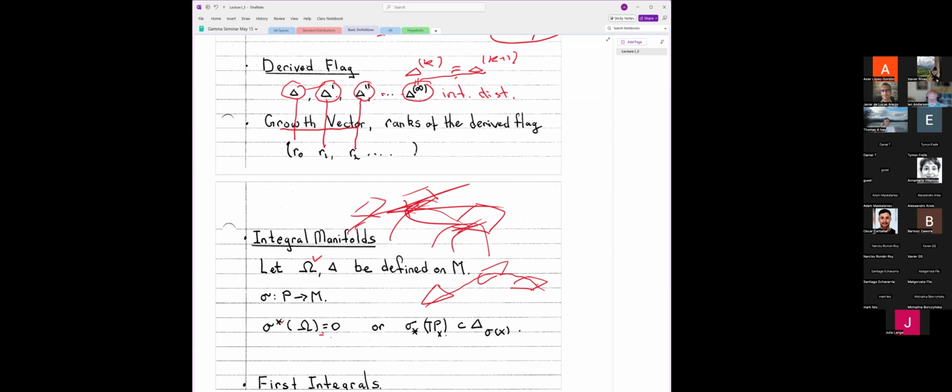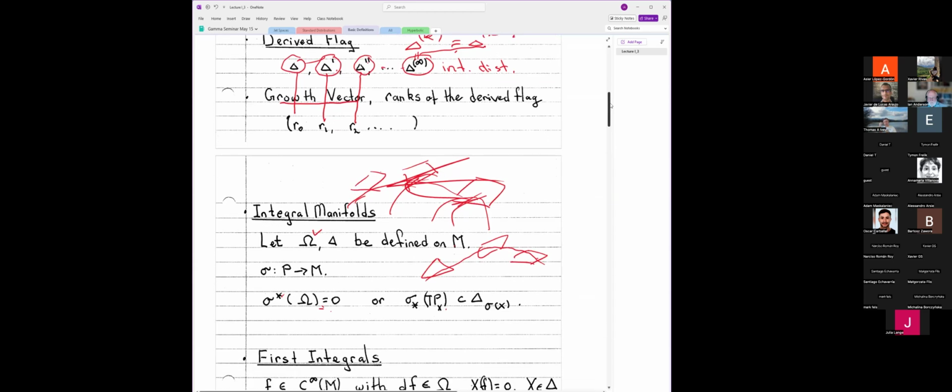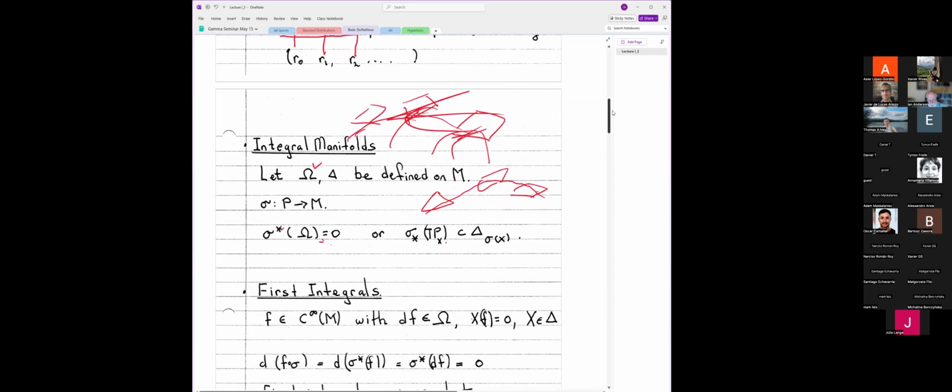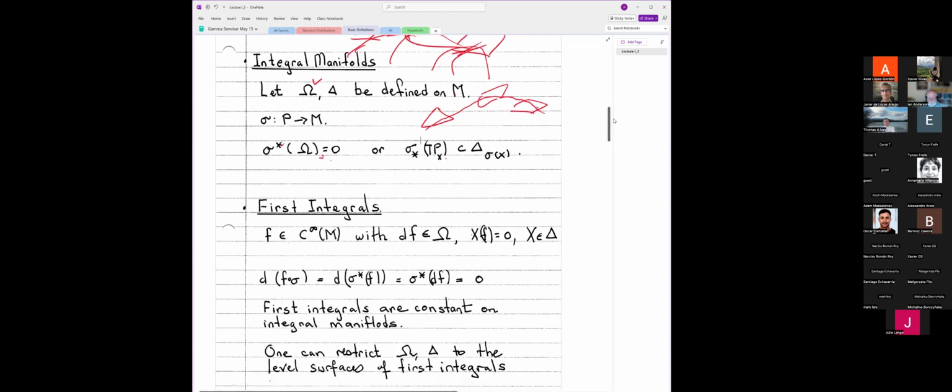The Cartan-Kähler theorem is an important theorem in the geometry of differential equations. It tells you what the maximum dimension of integral manifolds can be. That's not so important to the discussion here today. What is very important is this notion of first integrals, and this definition generalizes the usual definition of first integral.